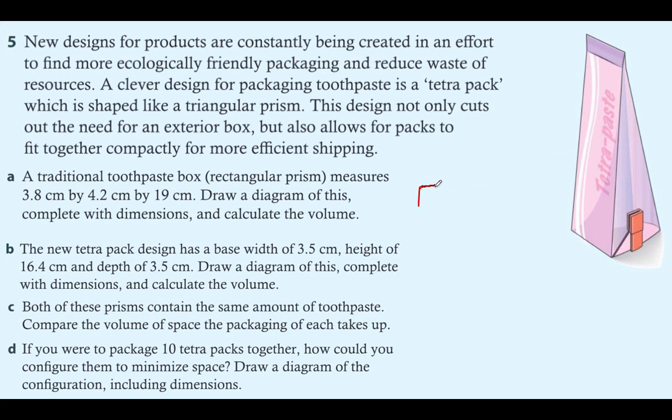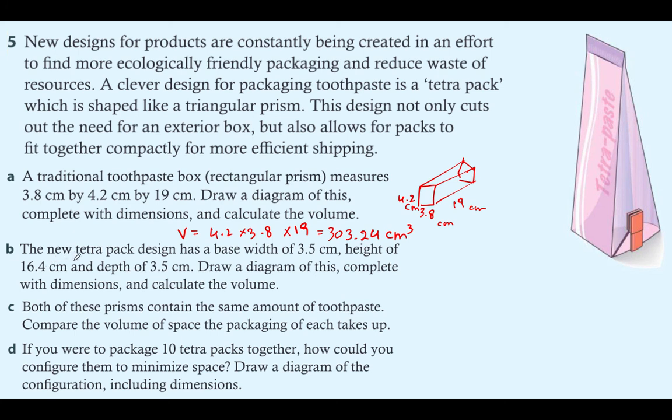So if you have to draw a rectangular prism, it will be like this. And now the dimensions are 3.8, 4.2 and 19 centimeters. So for volume, we know that for a rectangular prism we just need to multiply the three dimensions. So that will be 4.2 times 3.8 times 19, that is 303.24 cubic centimeters.